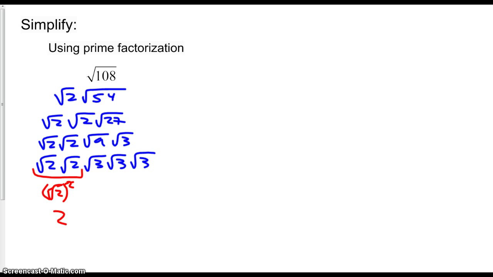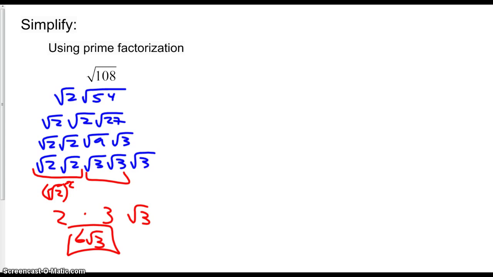So that pair is just a 2, right? And this square root of 3 times the square root of 3 is a 3. And then at the end I have a square root of 3. So the whole thing is 6 times square root of 3. Same as we got the other method. Well, so you can kind of pick which way you like better. Sometimes it seems like prime factorization is a great way to go. It's particularly a good way to go when you do things with variables. But you can also divide out with perfect squares.